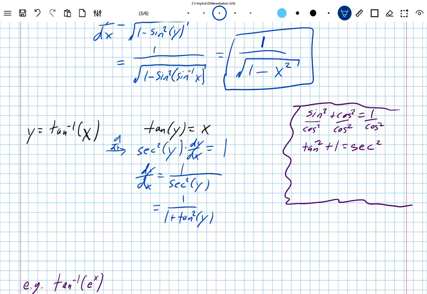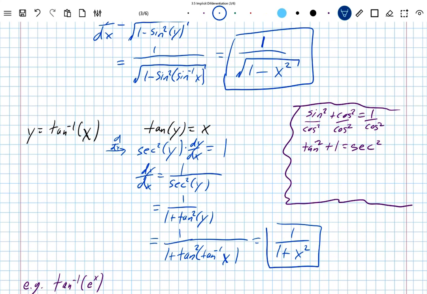But y is equal to tangent inverse. So this is just tangent squared of tan inverse of y. So of x, right? y is tangent inverse of x. Those cancel. I get a 1 over 1 plus x squared. Oh my goodness, how nice is that?